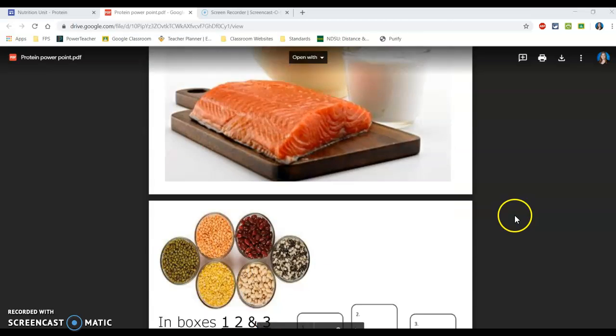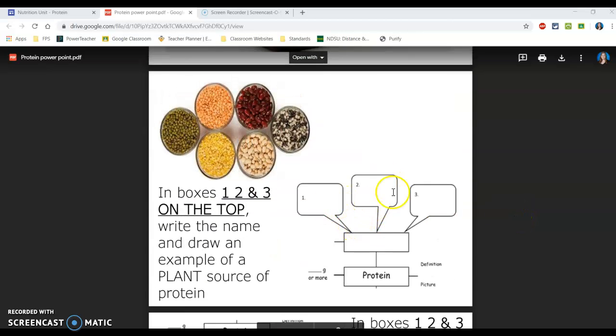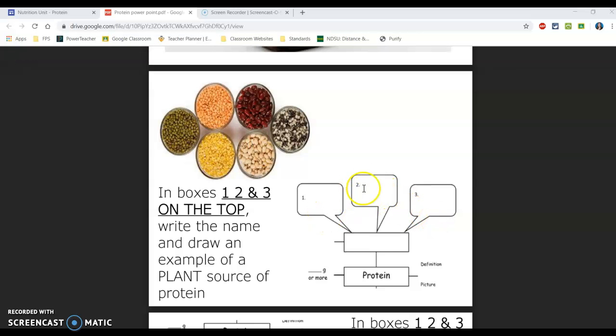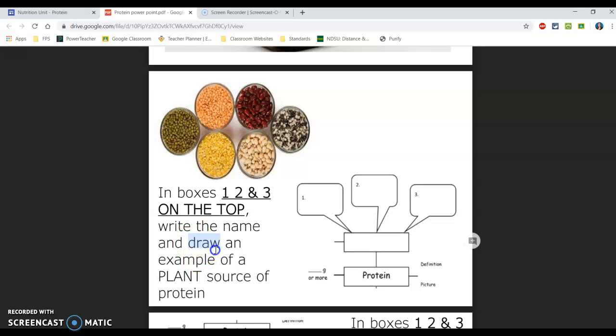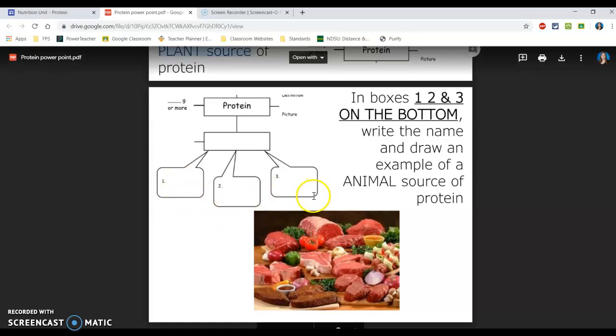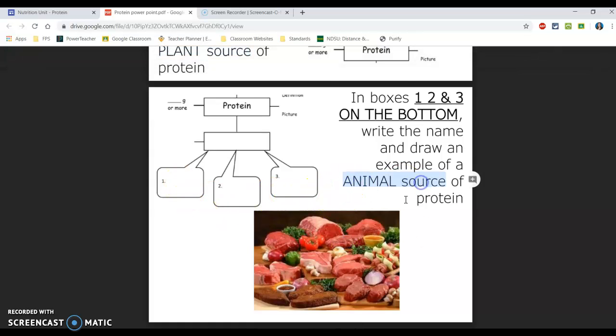So now you should have just a little bit left on your notes. You have these 3 bubbles left. Now what you're going to do is draw and label. It says right here, draw an example of a plant source of protein. So if you wrote plant in this top box, you're going to put in 3 examples of plant proteins, and you should have found some in the bucket if you don't know what to put. So that's the top boxes, 1, 2, 3. And then the bottom boxes, 1, 2, 3. You're going to do the same thing, only with animal sources of protein. Pick your favorite animal sources of protein foods, draw a picture, and label it.